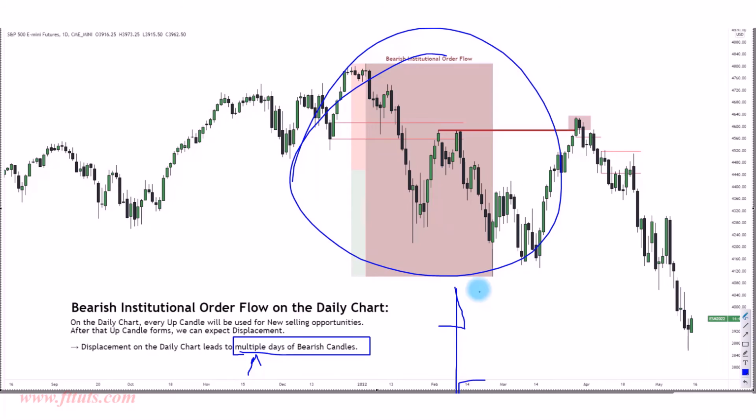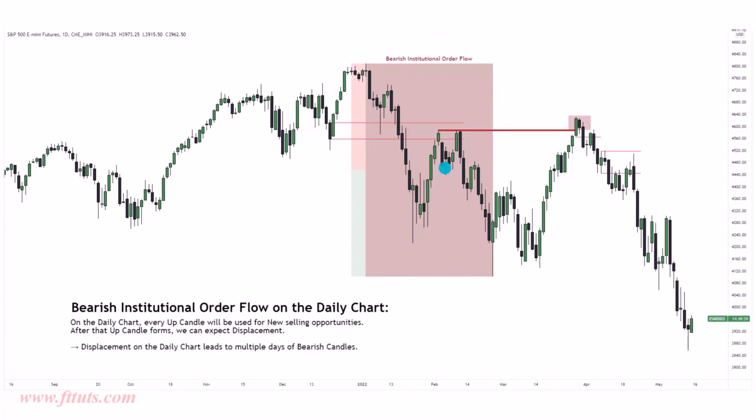This is the easiest part once we understand what's going on in the long-term perspective. If we understand that up candles produce displacement in price, every time displacement is happening, this is our bias: multiple days of being a bearish seller.